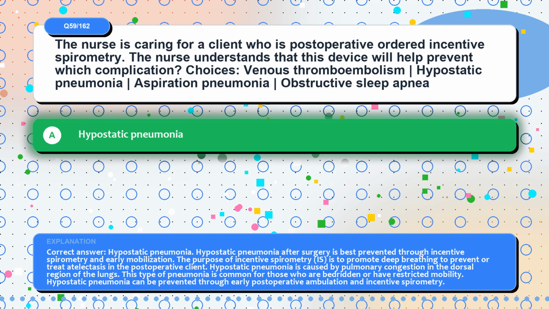Hypostatic pneumonia after surgery is best prevented through incentive spirometry and early mobilization. The purpose of incentive spirometry is to promote deep breathing to prevent or treat atelectasis in the postoperative client. Hypostatic pneumonia is caused by pulmonary congestion in the dorsal region of the lungs. This type of pneumonia is common for those who are bedridden or have restricted mobility. It can be prevented through early postoperative ambulation and incentive spirometry.